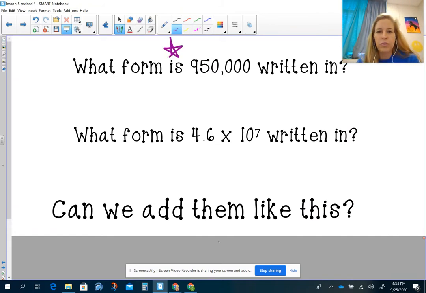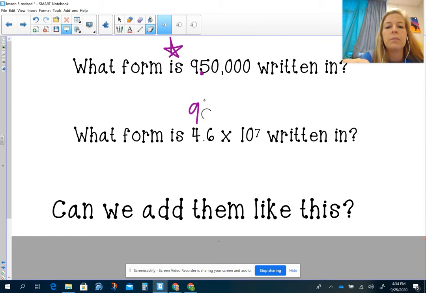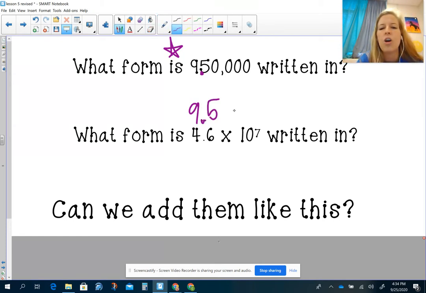This is a review from lesson 4, and I know you can do this, right? So where would my decimal go? Did you say between 9 and 5? Good. Okay, so let's see how many times I'm going to move my decimal, because that's going to tell me my exponent, which is how many place values I'm moving. It's not about the zeros, but about place values. So let's see: 1, 2, 3, 4, 5. I moved it 5 times.